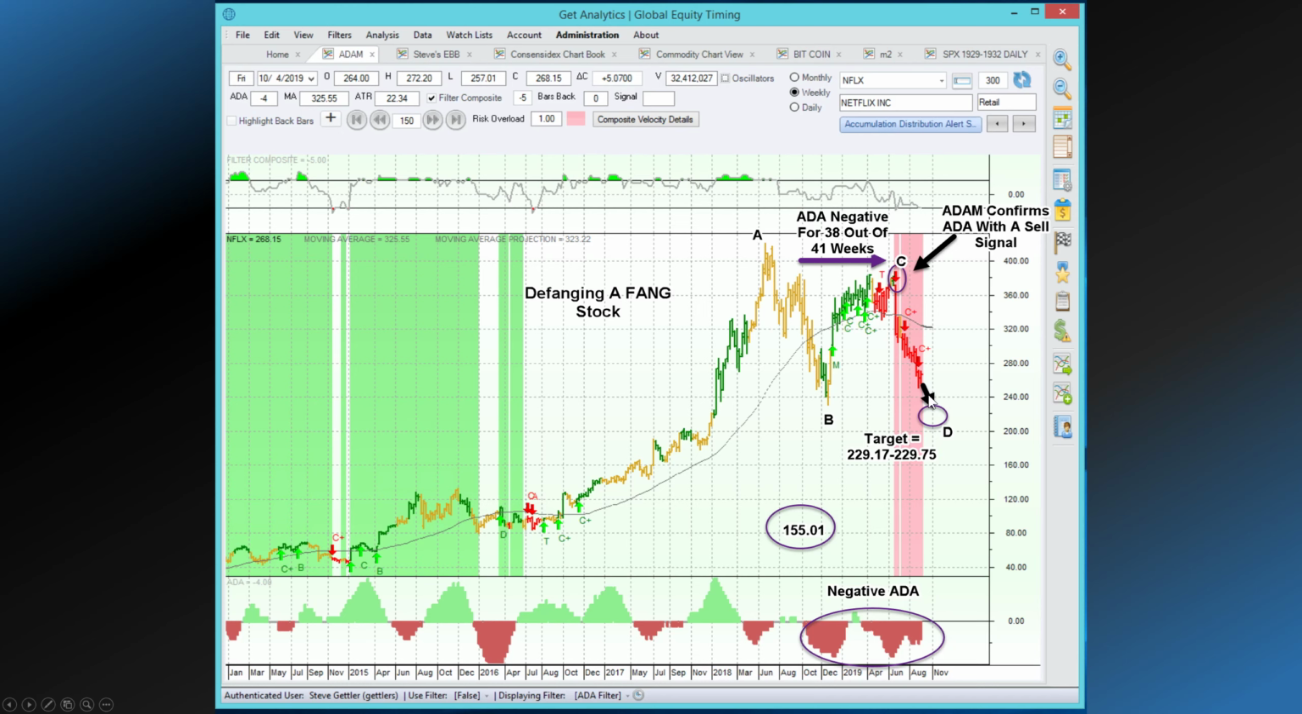As we go forward in time, I fully expect other FANG stocks will be defanged. How are we going to know when we want to short those stocks? Well, I think ADA will probably give us some pretty strong clues as to when to get short and take some profits on the short side in these stocks.